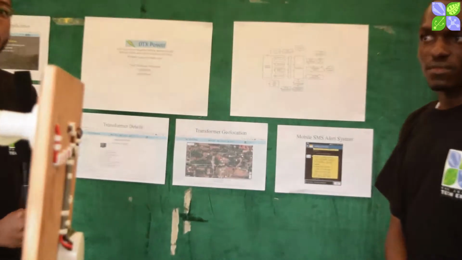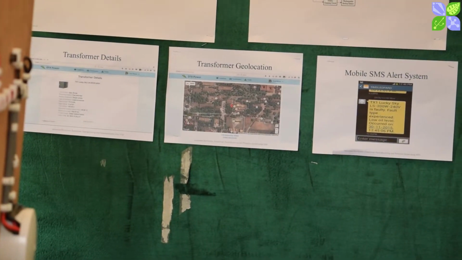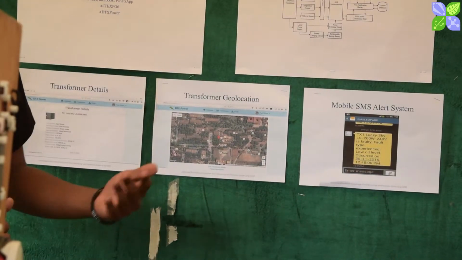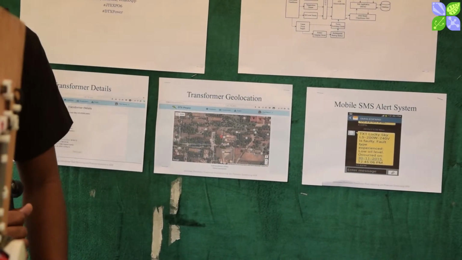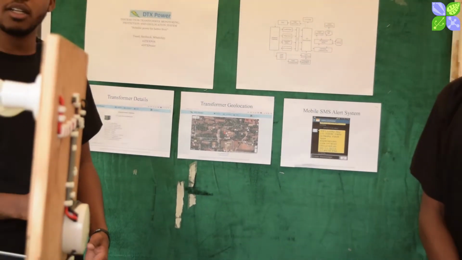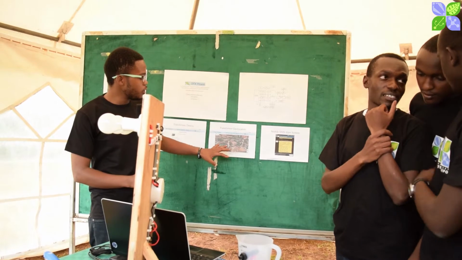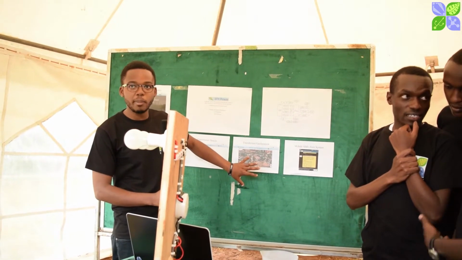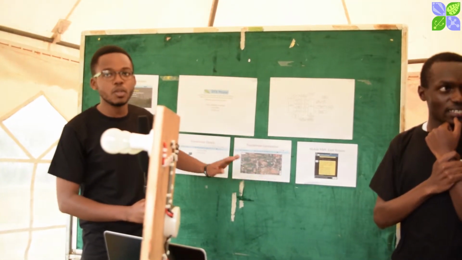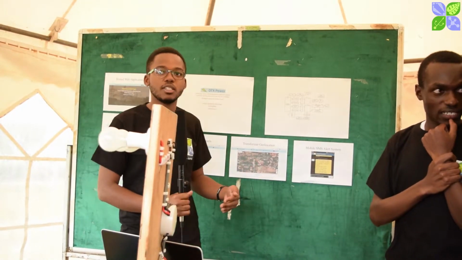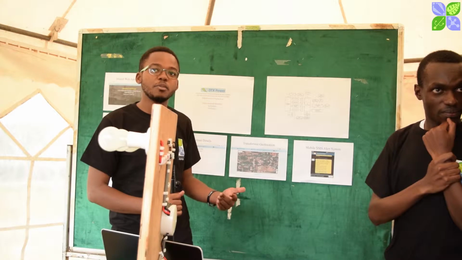With the transformer geolocation, in cases where there's a fault and the field engineer gets to the field, all he has to do is log in, look at the details of the transformer, and he'll be notified. He'll be able to see, using the Google Maps API integrated within the system, everything about the transformer, in some cases how long the transformer has been in service.